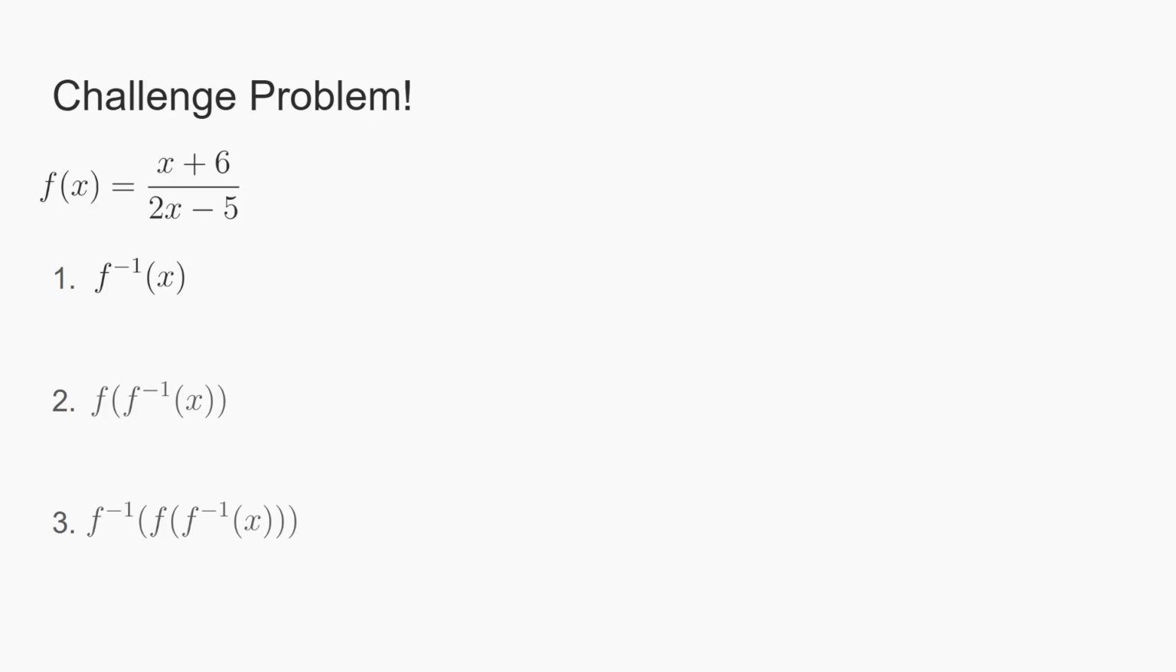We've reached our final challenge problem. Pause and comment the answer down below before I solve it. Now, let's get started. We have f of x is equal to x plus 6 divided by 2x minus 5. For the first question, we're looking for the inverse. I'm going to write it here for spacing reasons. So, our first step is to make f of x equal to y. So let's do y equals x plus 6 divided by 2x minus 5.